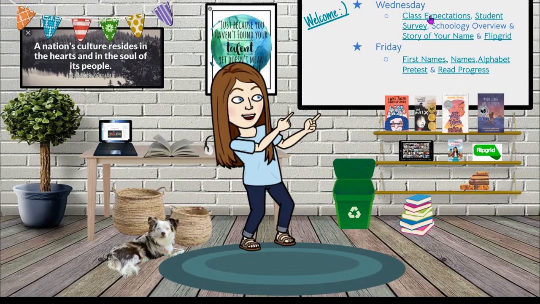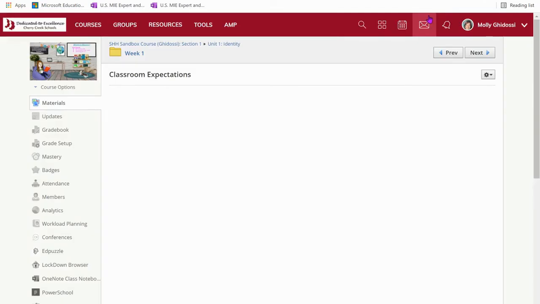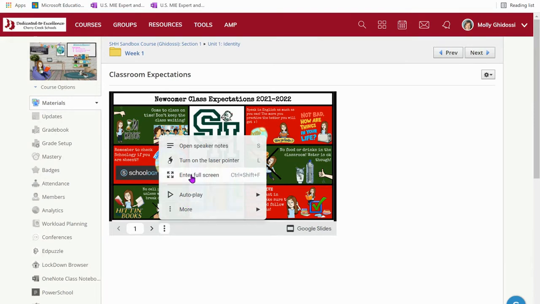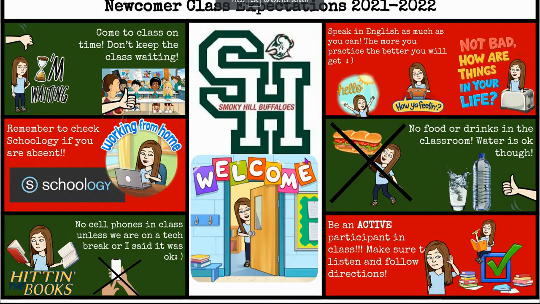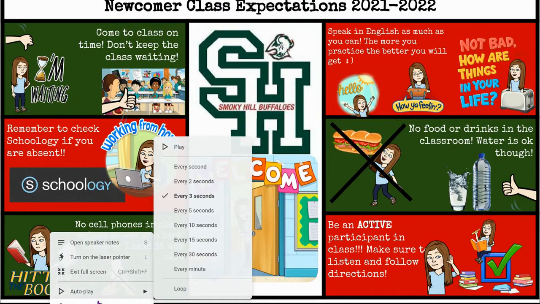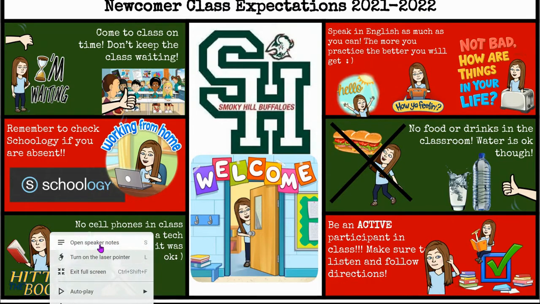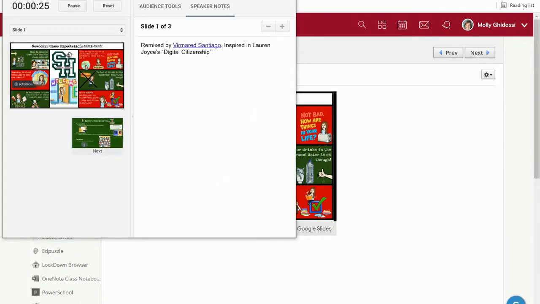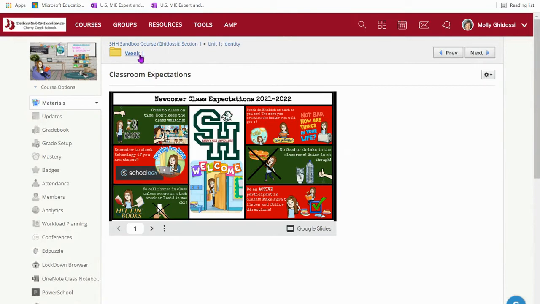If I want to look at the class expectations, I click here. And it will take me to the class expectations. And I can read these aloud. If you want to make the PowerPoint bigger, you can do this. You can always change the view down here. You could have it play on its own, or you could have notes. This is how you'll find your assignments.